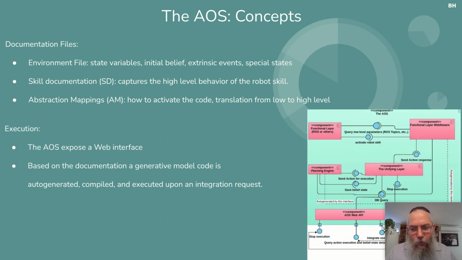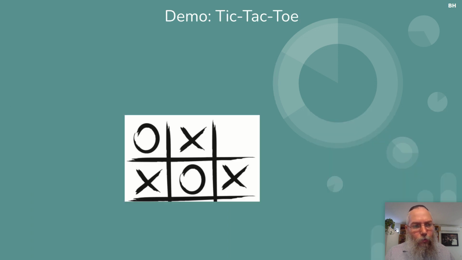Okay. How does it work? Well, the AOS exposes a web interface, and when an integration request is sent, based on the documentation, it auto-generates code for this specific planning problem, which is compiled and executed, and then the system simply operates the robot. It's also a modular solution. Our current solution works with ROS1, but it can work with other robotics frameworks, and it's only a support we need to do. The concept itself is not tied to any robotic framework.